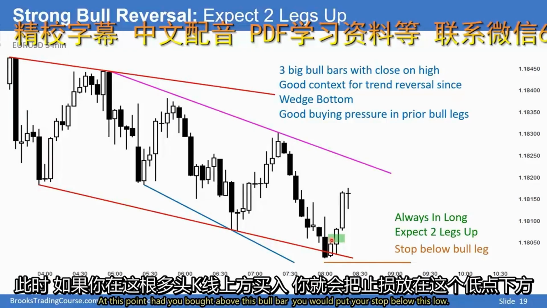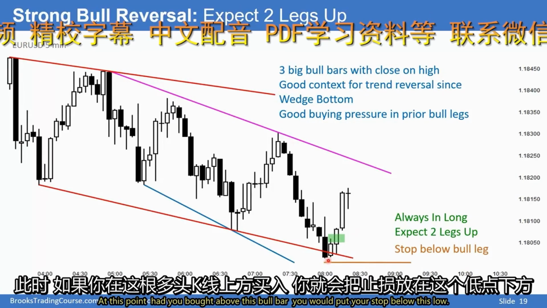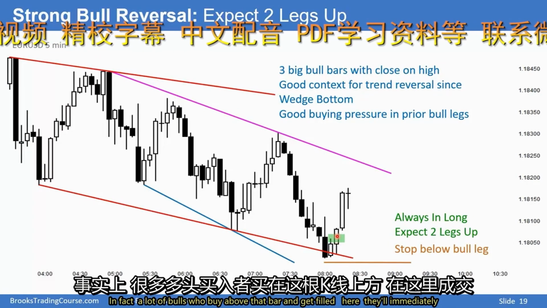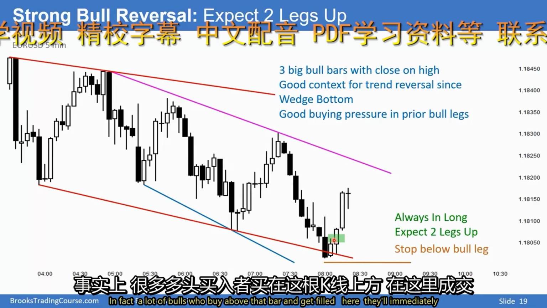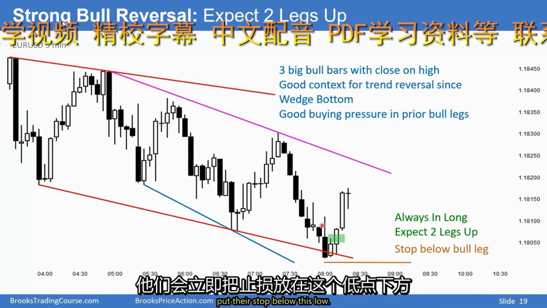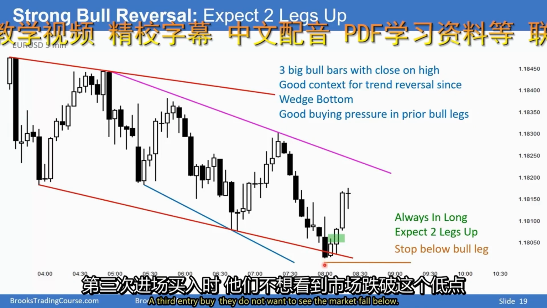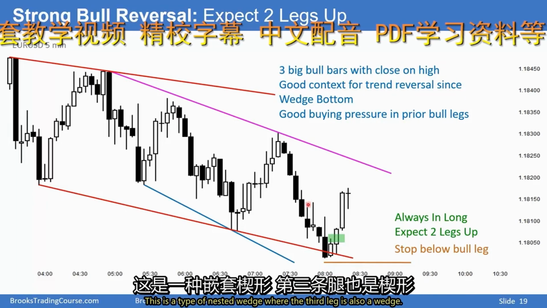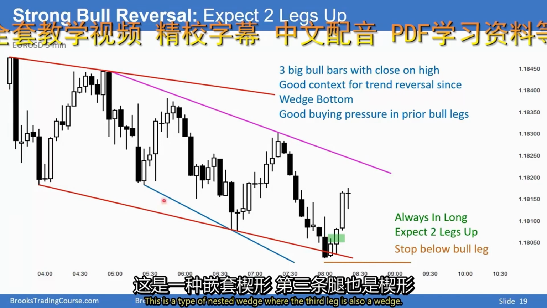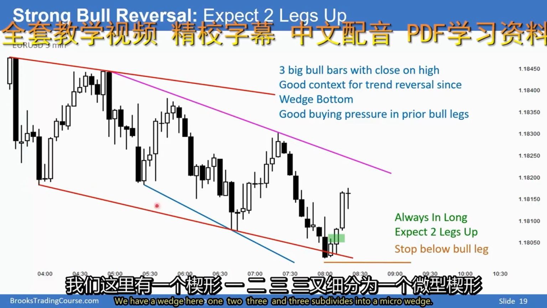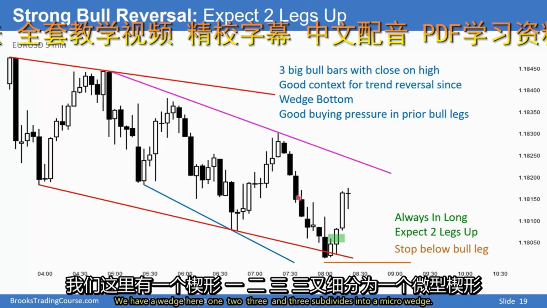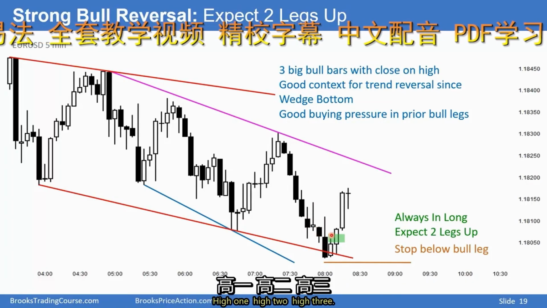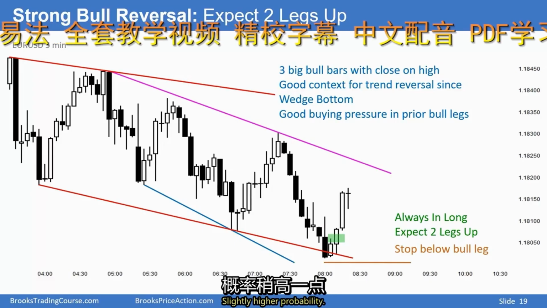At this point, had you bought above this bull bar, you would put your stop below this low. In fact, a lot of bulls who buy above that bar and get filled right here will immediately put their stop below this low. A third entry buy, they do not want to see the market fall below. This is a type of nested wedge where the third leg is also a wedge. We have a wedge here, 1, 2, 3, and 3 subdivides into a micro wedge, high 1, high 2, high 3, slightly higher probability.